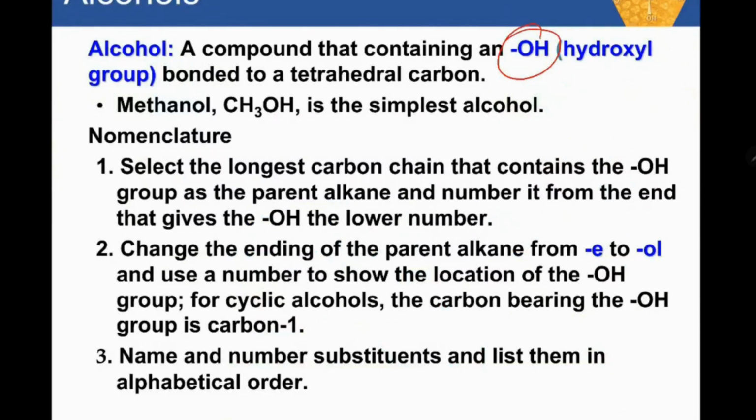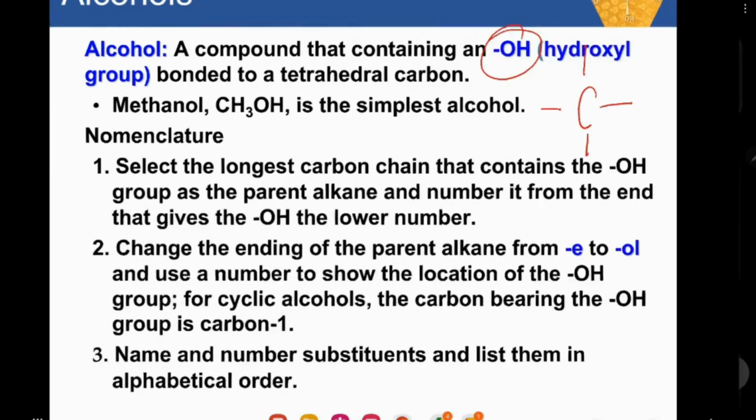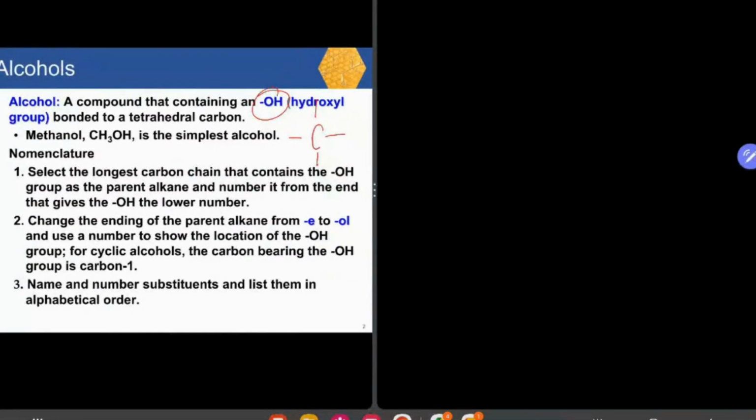Okay, so an alcohol is a compound that contains OH. As I said earlier, its functional group is called the hydroxyl group. This is bonded to a tetrahedral carbon. All carbons in hydrocarbons are tetrahedral unless we have a double or triple bond. What does tetrahedral mean? It means our carbon can form up to 4 bonds. As an example, we have methanol, CH3OH. This is the simplest alcohol because it contains only one carbon.